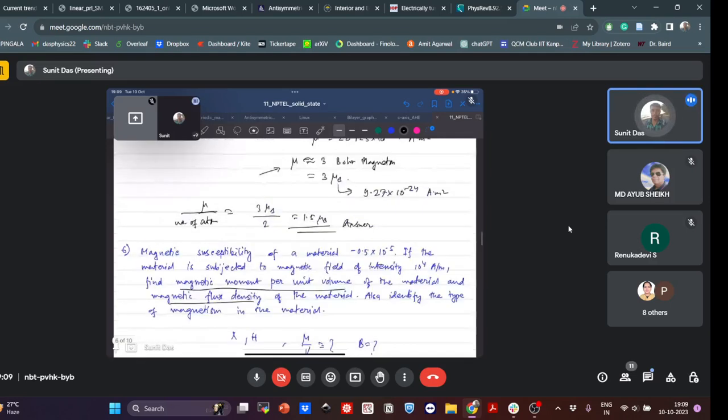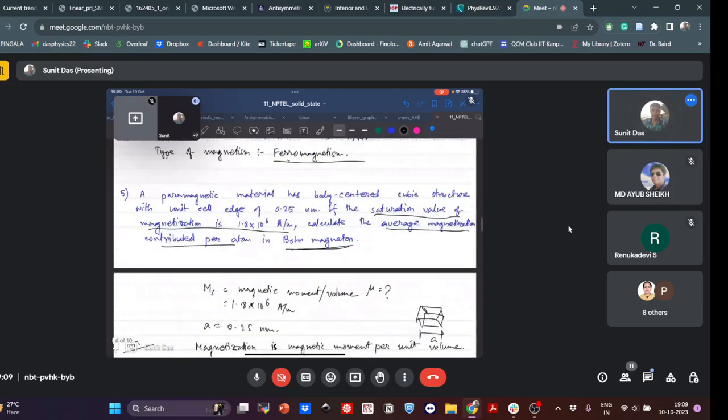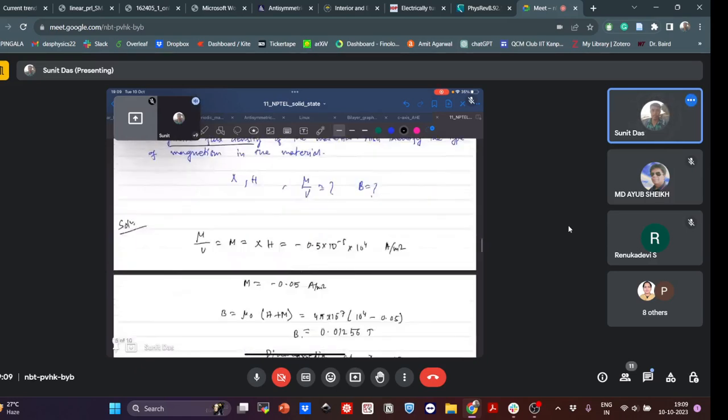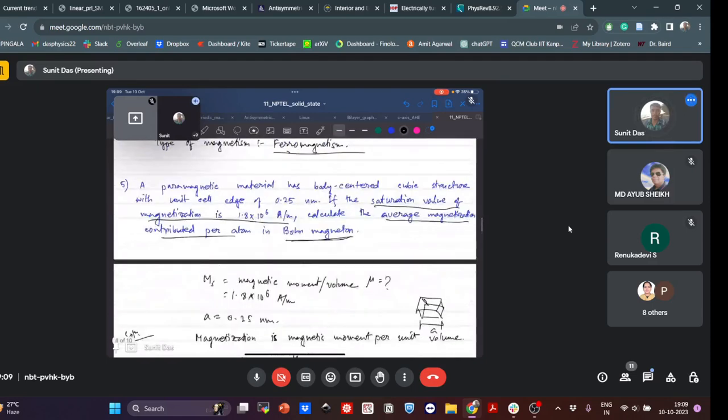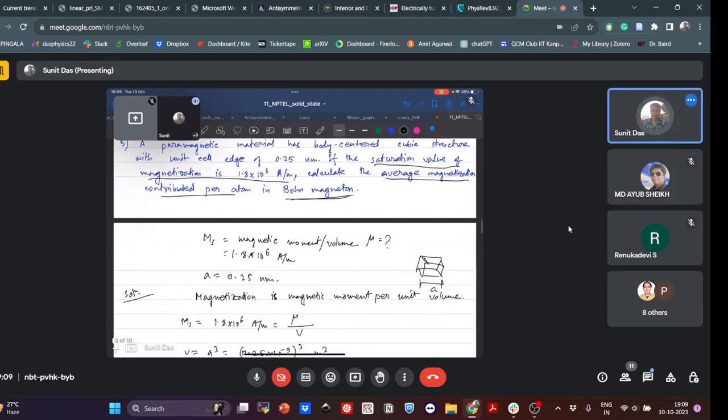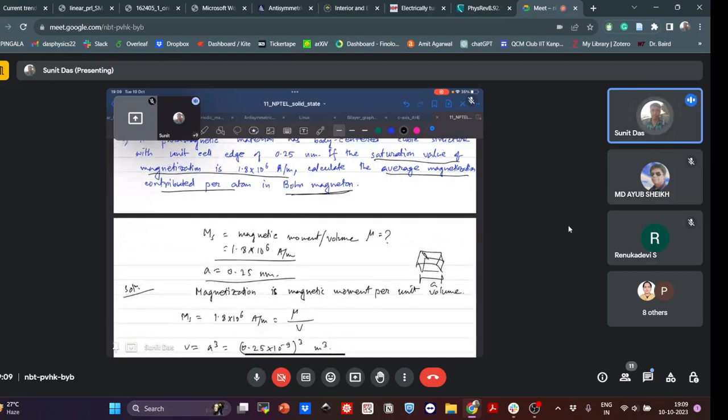Okay, so this is understood, right? This is just the application of formula. Okay, so what was the previous question? We had the saturation magnetization data and the length of that unit cell. We needed to find the average magnetization, which actually means the average magnetic moment per atom in Bohr magneton.